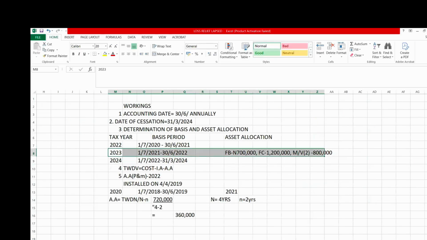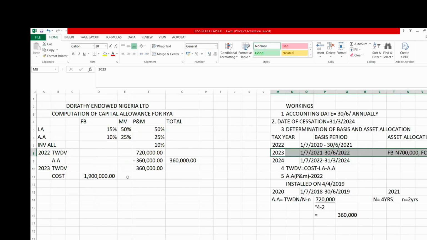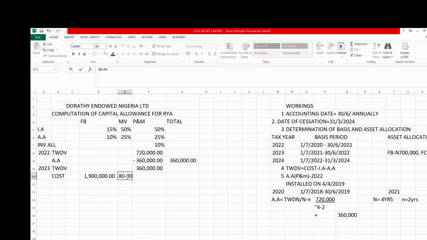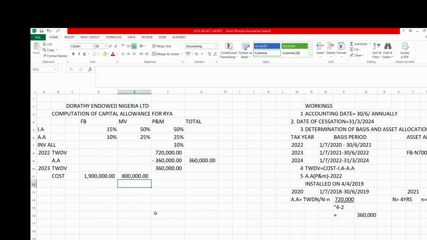We also have a motor vehicle, also acquired in the 2023 year of assessment. Motor vehicle will be 800,000. For any new asset, it is going to be available for initial allowance. So you are going to calculate initial allowance.